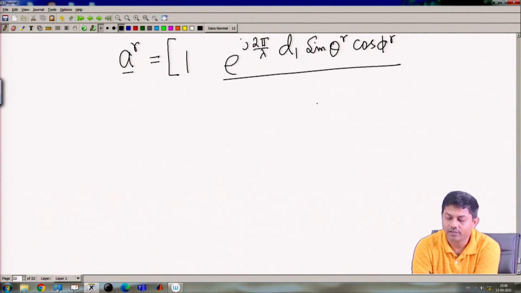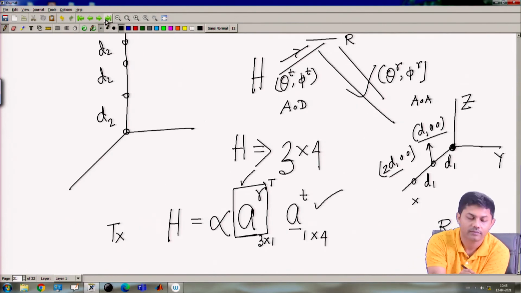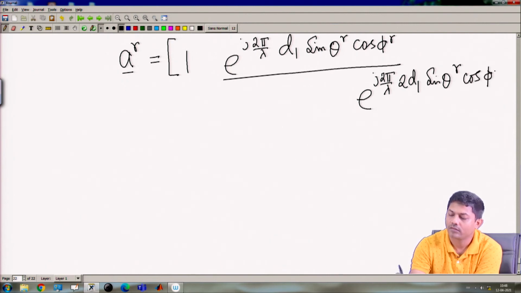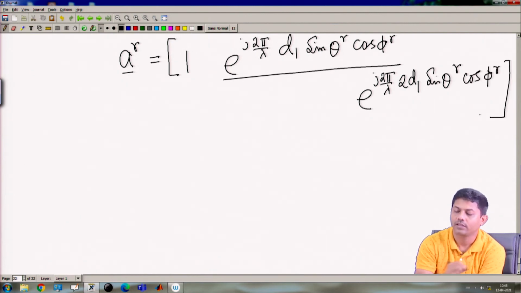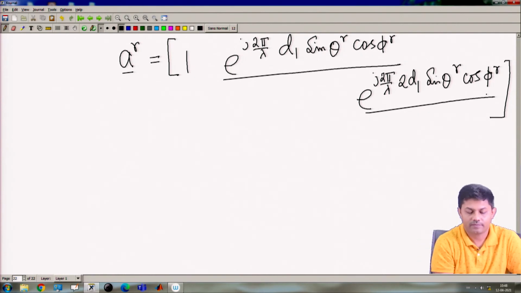The rest of the 2 points are 0. The third point is e to the power j 2 pi by lambda. What is the distance here? It is 2 d1, 2 d1 sin theta r cos phi r. That is it. This is my third point. So, you see there are 3 elements. I have constructed my receive manifold vector.